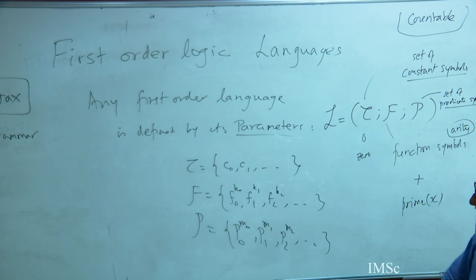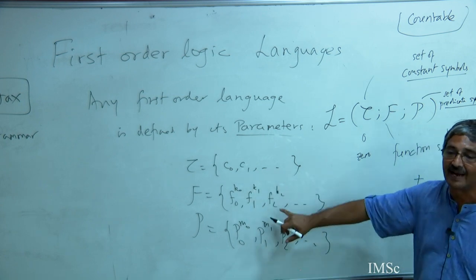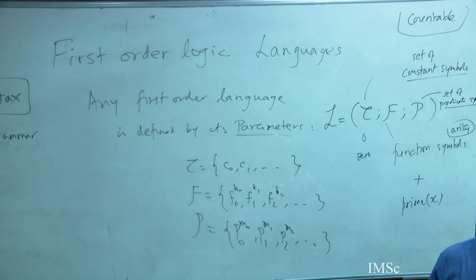Any language has a subset of these parameters. Means, any language is defined by using the subsets of the CFP. No, not of this. This is a notation to say, I don't know how many constant symbols there are. I'll talk about one language. There will be many different languages. So, this is not one fixed set.